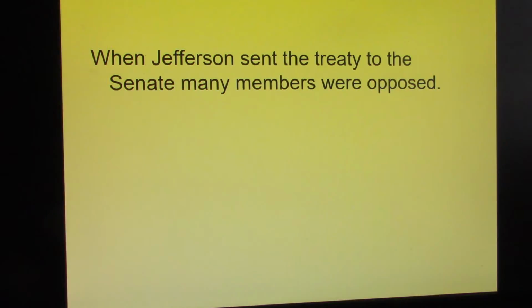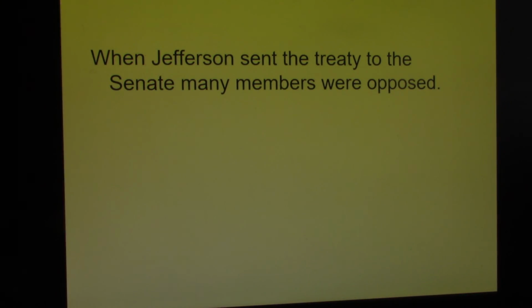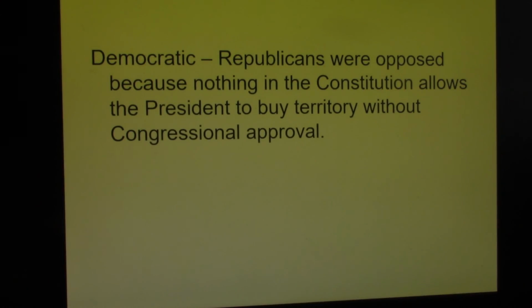Well, when the treaty was brought before the Senate, many Democrat-Republicans in the Senate were opposed to this treaty. They said that as a strict constructionist, Jefferson did not have the right to do this. The Democrat-Republicans were opposed because there's nothing in the Constitution that allows the president to buy anything without congressional approval. Now, Jefferson countered, well, I had congressional approval for the river and the city, and the land deal was just too sweet to pass up.